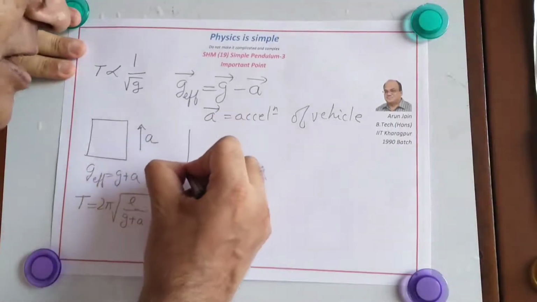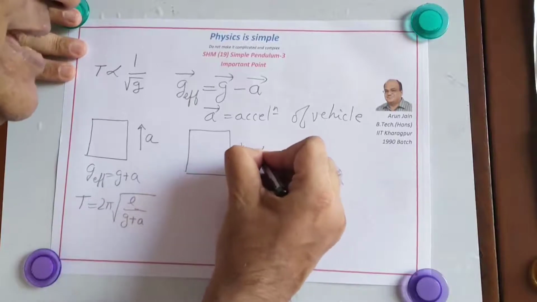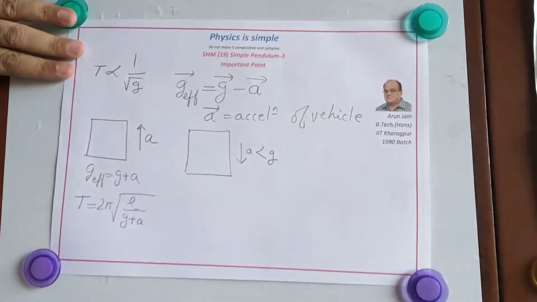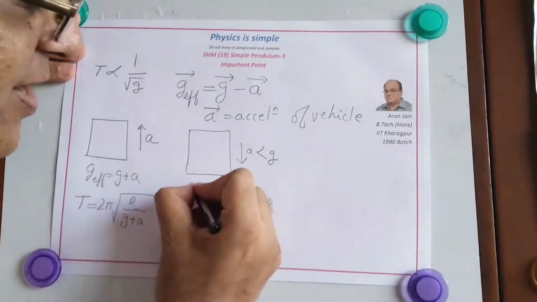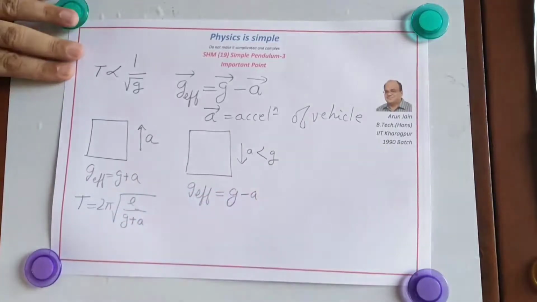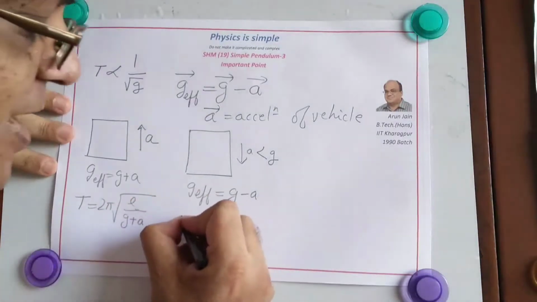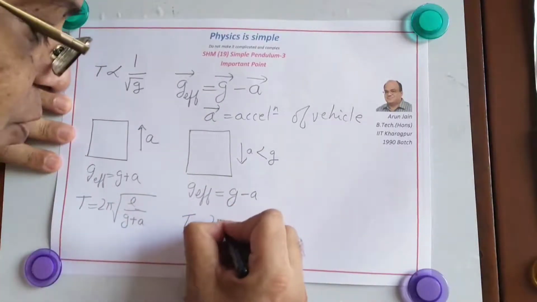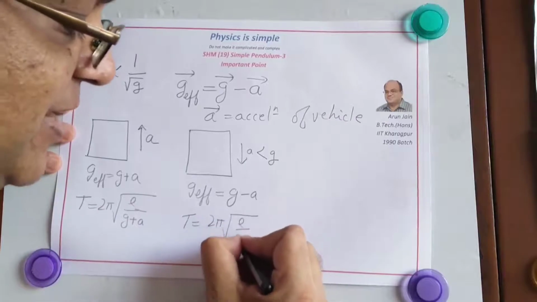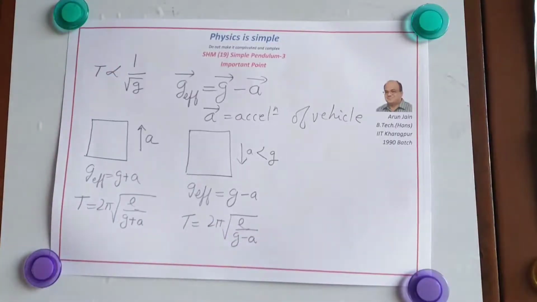If the acceleration is downwards and this acceleration is less than g, then g effective will become g minus a, because the pseudo force will now be upwards. So we'll get g minus a. Time period will be 2 pi root over L by g minus a. Time period will become more. Okay, the pendulum will oscillate slowly.